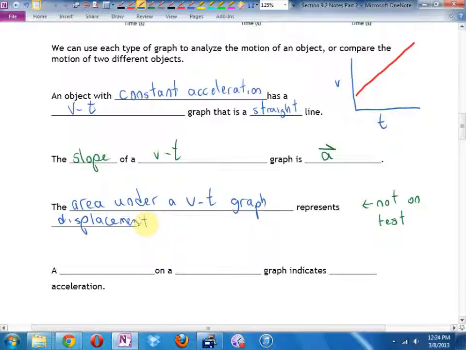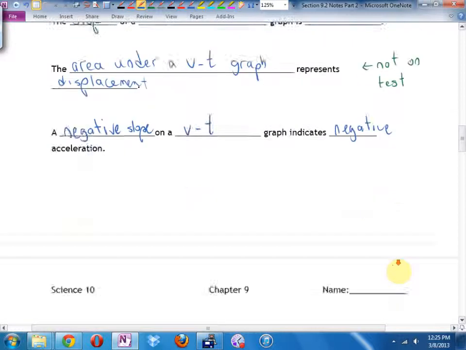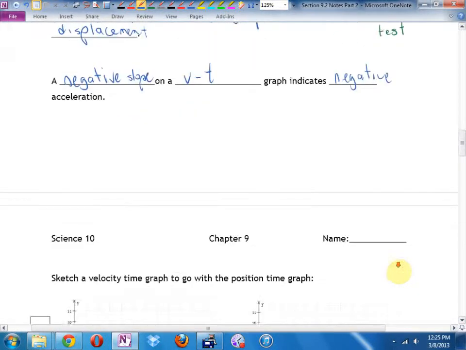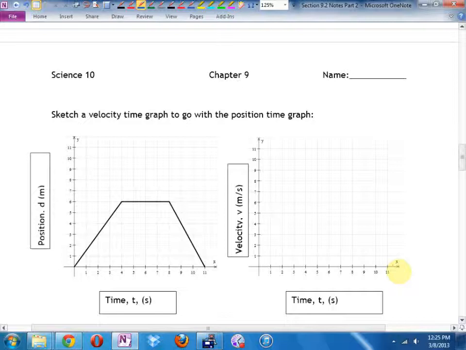Oh, and we already said this. A negative slope on a VT graph, if you have a velocity time graph that looks like this, do you have positive acceleration or negative acceleration? Negative acceleration. I think now I hope, yeah, I get into a bunch of pictures. Good. It's easier to do with pictures. So you ready? Turn the page.